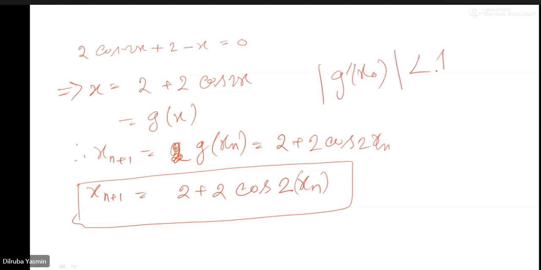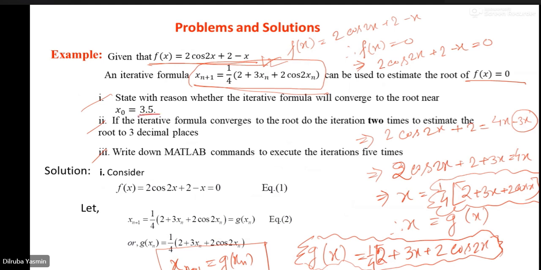What about this x naught? This x naught comes from exactly here. So state the reason whether the iterative formula will converge to the root near the point. So you have to find the near point that has been fixed. Look at here, this x naught is fixed initially. So what is the next step?